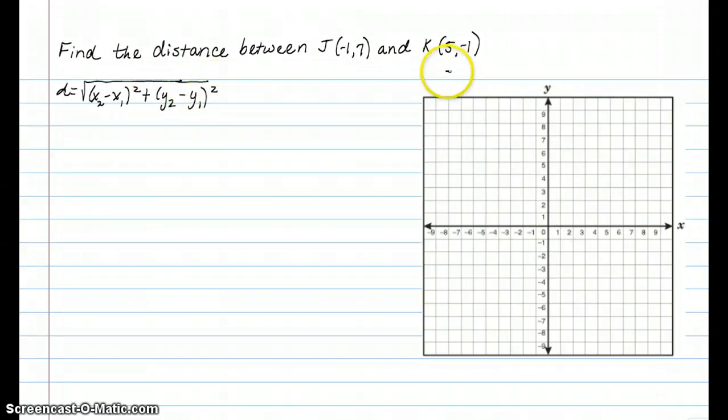Now we're going to use the Pythagorean theorem over here, which is a squared plus b squared equals c squared. So I'm going to go ahead and plot negative 1, 7, and that's J. And then I'm going to plot 5, negative 1, and that's K. And then I'm going to connect them with as straight a line as possible. This is going to be the hypotenuse of this particular triangle. So it's going to be a rise. The y value is going to be 1, 2, 3, 4, 5, 6, 7, 8.